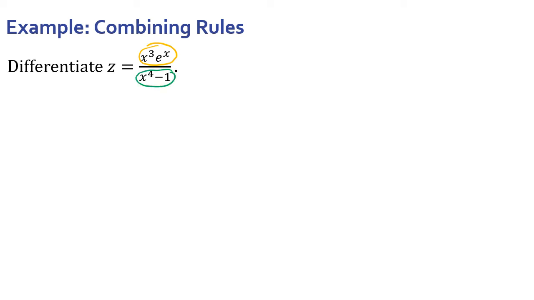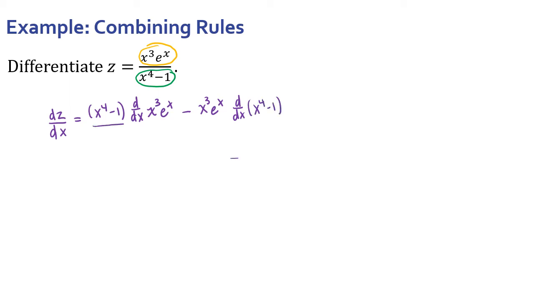So using that quotient rule, the derivative of the function z with respect to x, because x is our variable here. Okay, so that's going to be the denominator, the bottom function, times the derivative of the top, minus the top times the derivative of the bottom, all over the bottom squared. Okay, so let's just work this through.